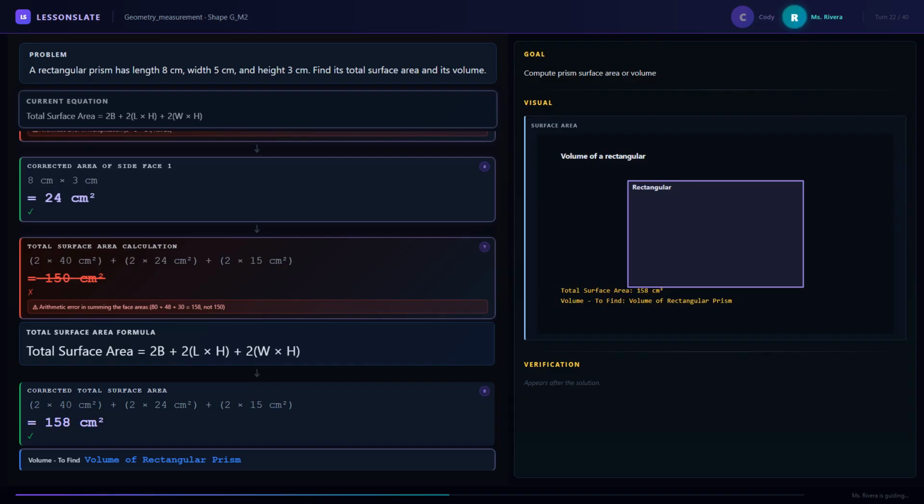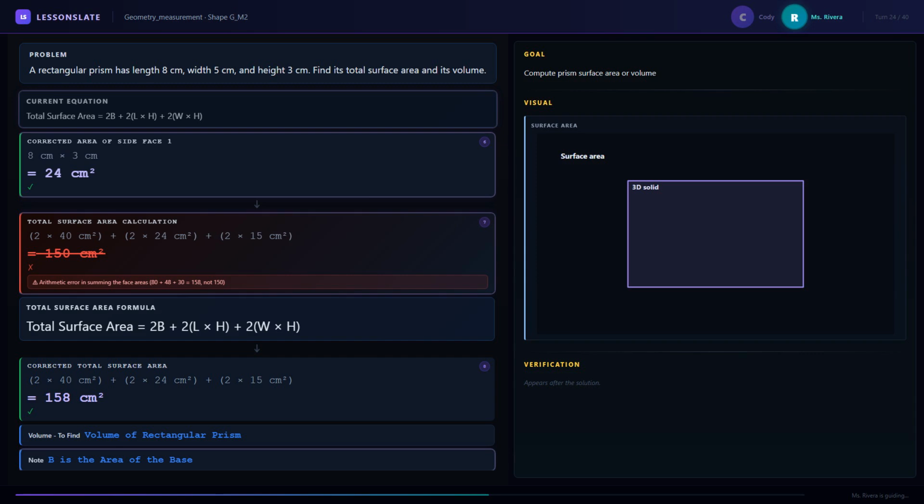Now that we've found the total surface area, let's move on to the second part of the problem, finding the volume of the rectangular prism. Do you remember the general formula for the volume of any prism? I think the volume formula for a prism is the perimeter of the base multiplied by its height. Is that right? I feel like I'm mixing it up with another formula again.